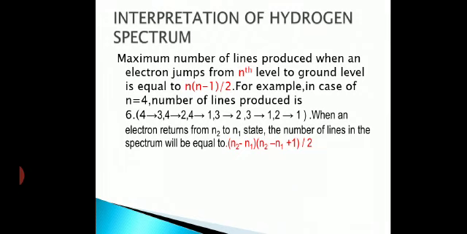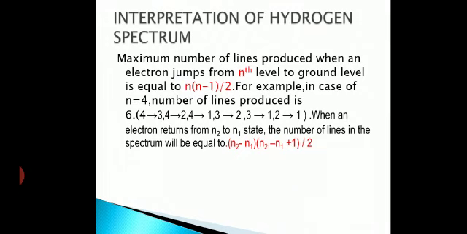Now here we need to calculate the maximum number of lines which are produced when an electron jumps from the nth level to the ground level. So what is the formula? n into n minus 1 by 2. For example, if n is equal to 4, then if you calculate mechanically, the electron will come from the 4th level to the 3rd level. It can also come from 4th to the 2nd. It can also come from 4th to the 1st.